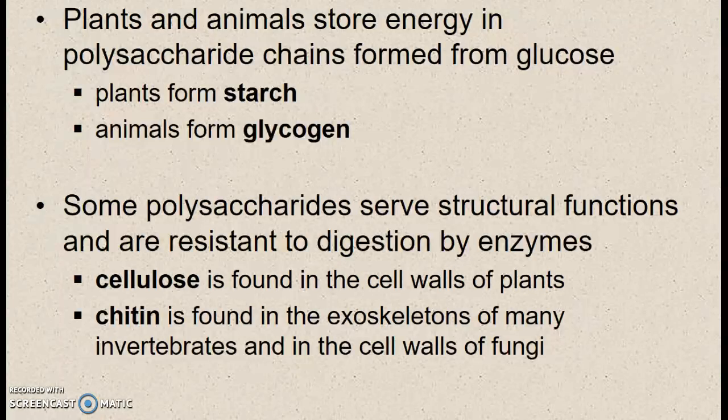There are other polysaccharides that are found in different kingdoms that are structural. These are actually hard to break down, like cellulose, which is why a lot of the plants or vegetables we eat are fibrous. Cellulose is a polysaccharide that makes up the cell walls in plants. Another structural polysaccharide is called chitin, and chitin is found in the exoskeletons of insects as well as the cell walls of fungi.